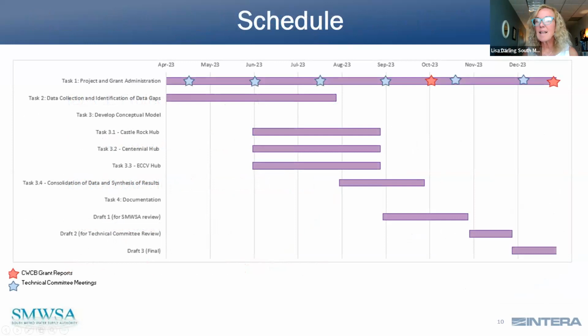So you can see that the goal is to have the conceptual model completed by the end of this year, which is pretty aggressive. But we're hopeful that we'll be able to collate all of the data that's available and move forward with this concept. Because if you look at the water plan, it uses multi-user collaboration and the efficiency of developing infrastructure together.